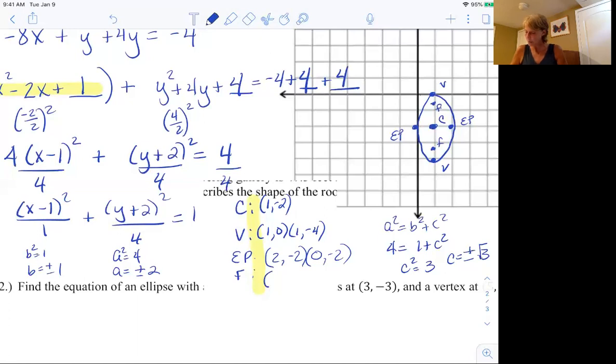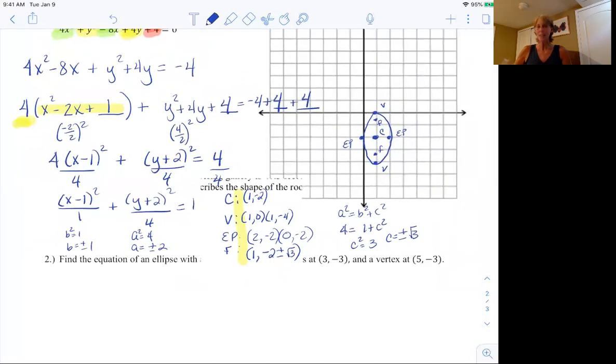The x value of the focus doesn't change. Remember, we're moving in the y direction. So we're starting at negative 2, and we're moving up and down radical 3 units. Okay. So sketching the ellipse is really not that crazy, but you really have to be careful that you always plot your center and move from there.